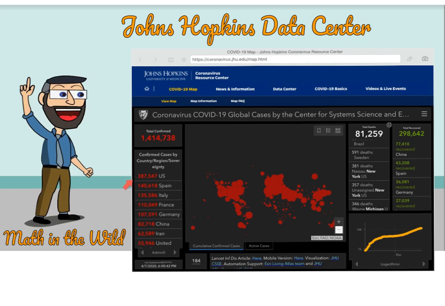When you see those numbers, keep in mind U.S. does have a much higher population than Spain, Italy, and France, so it does make sense that some of those numbers will be higher. You can see total deaths over here. You can see also the number of total recovered.